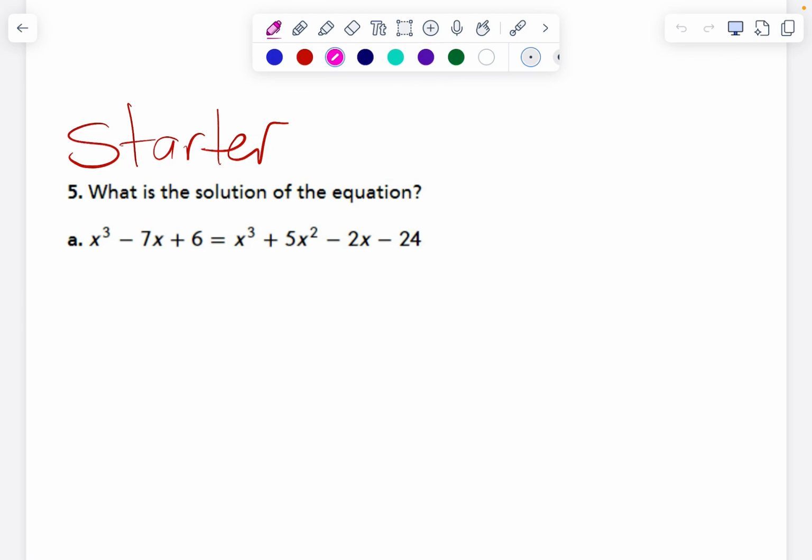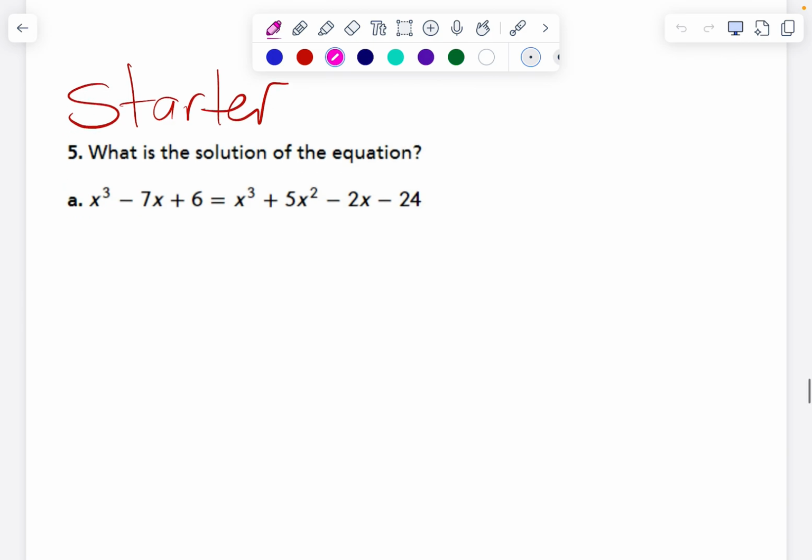Okay, he said get the x's on one side. I agree. And when you do that, even maybe before you do that, you notice that these cube terms cancel, right? So if I subtract an x cubed from each side, it goes away. And now we're down to squared, which is called quadratic. And what's our strategy for solving quadratics?